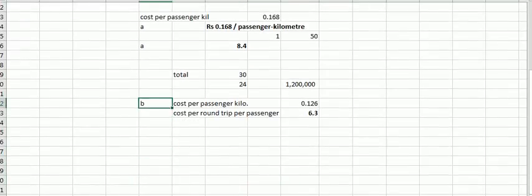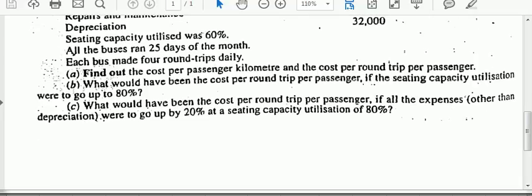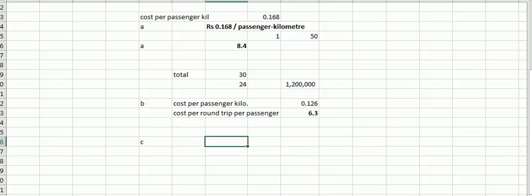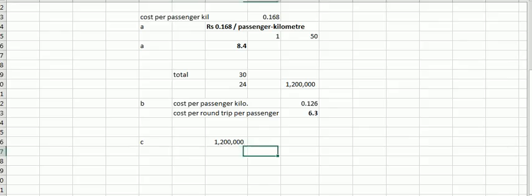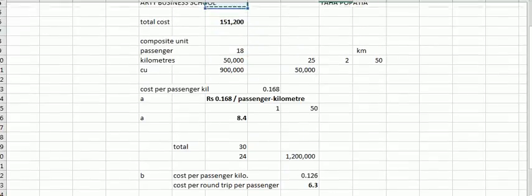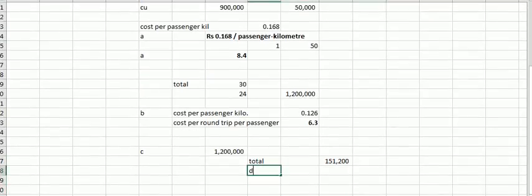Moving on to part C. What would have been the cost per round trip per passenger if all the expenses other than depreciation were to go up by 20% at a seating capacity utilization of 80%? Since the seating capacity utilization is still 80%, our composite unit will be 1.2 million, but our cost will change. Our total cost currently is 151,200, but it includes depreciation. Let us first subtract the depreciation amount from it.